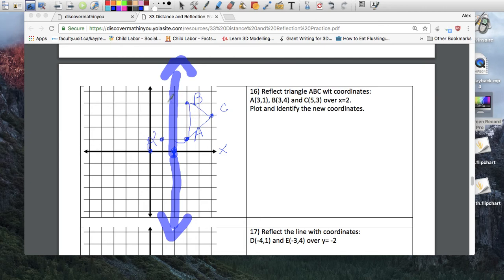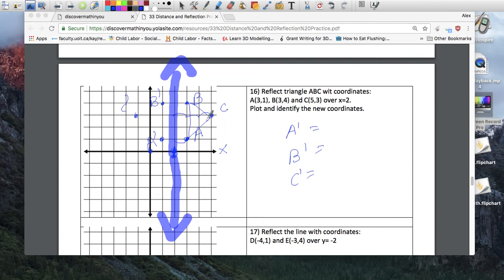Point B is also 1 unit away, on the other side of that blue line, B prime. And C is 1, 2, 3 points away from the blue line, so it's going to be 1, 2, 3 points. So where is plotted and identified the new coordinates? So A prime, B prime, and C prime.